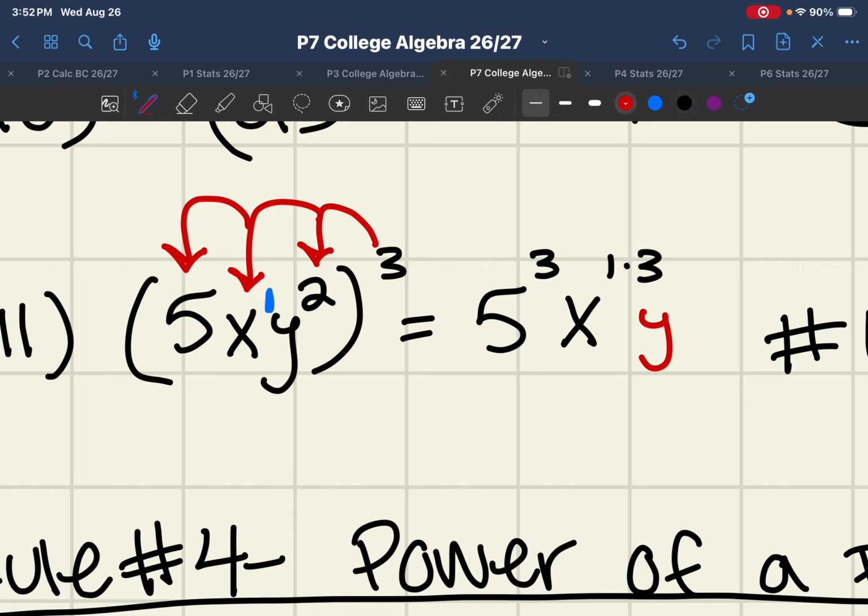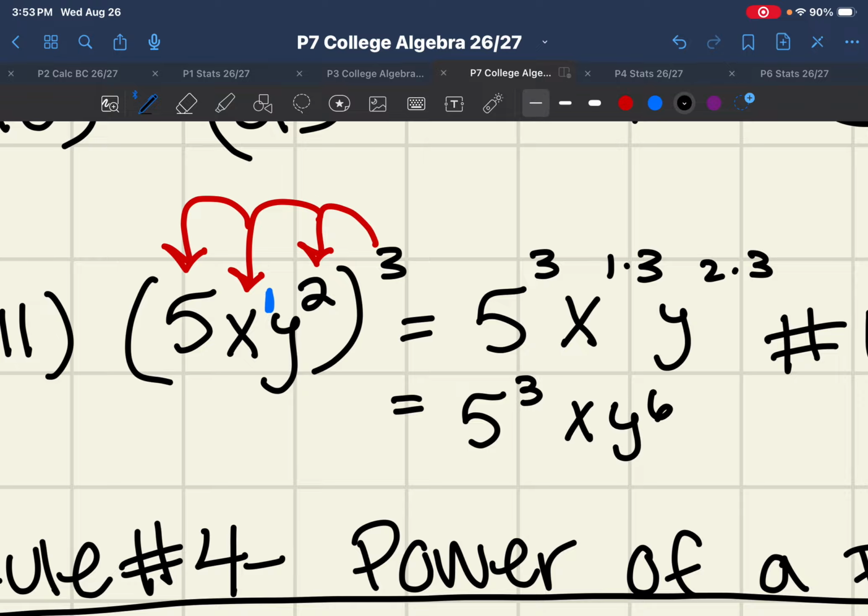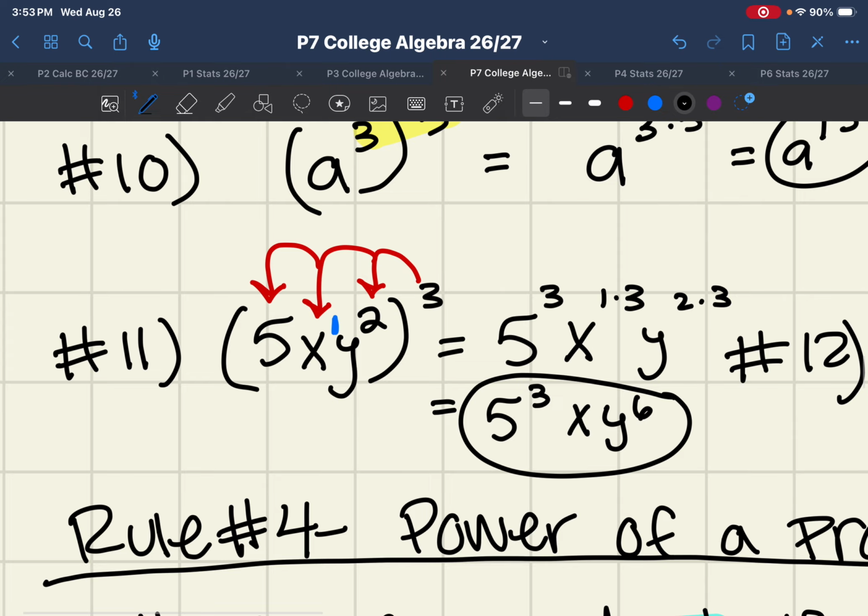And then y to the 2 times 3. So remember, power to a power, we multiply. So really, this is 5 cubed x y to the 6. And of course, we can simplify that further. We know that 5 cubed is the same as saying 5 times 5 times 5, which is 125. But here we're just trying to get in the habit of using our exponent rules.